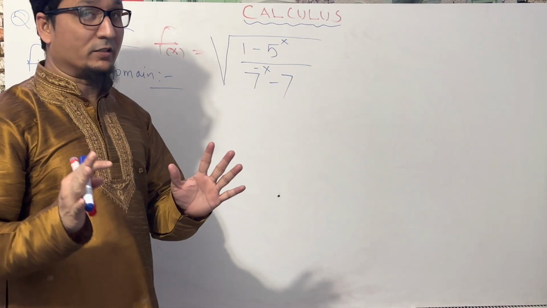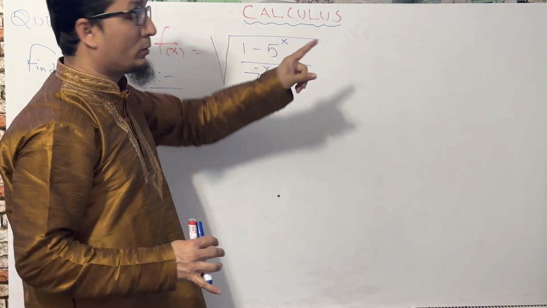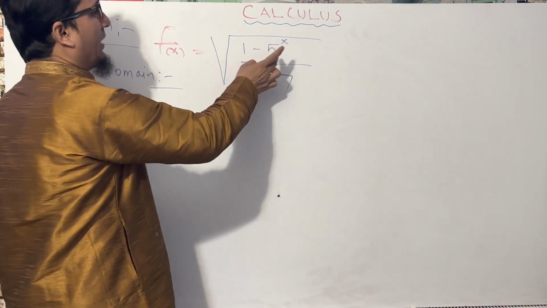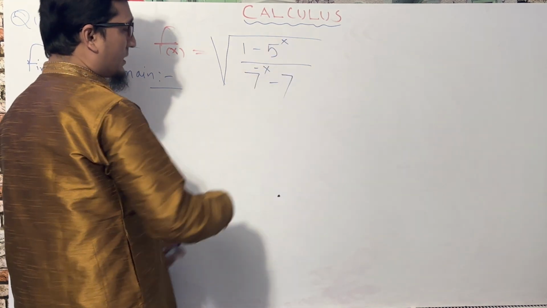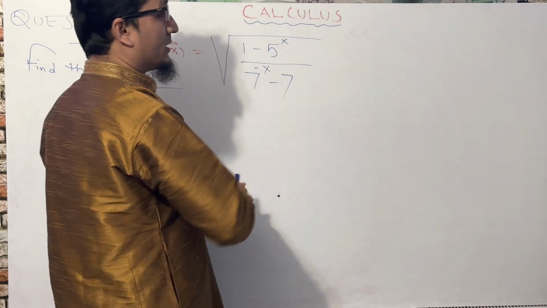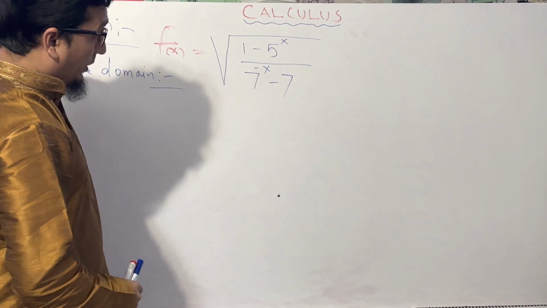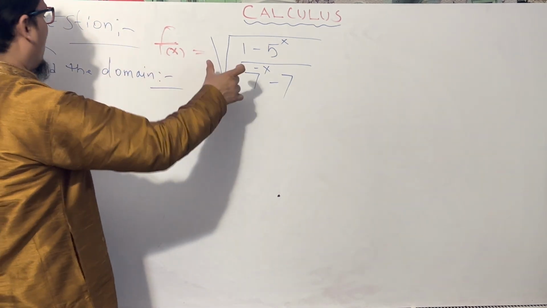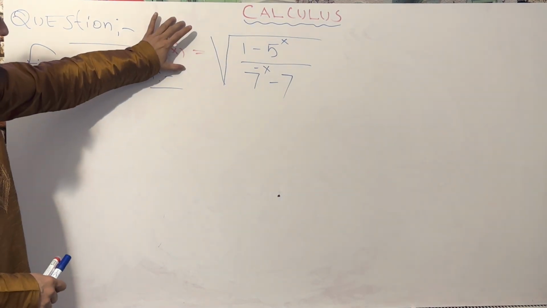Only the first condition that you have to see. This function is written in square root, number one. And here we have exponential function, right? This 5 power x is exponential growth and 7 power minus x is the exponential decay, right? I will tell you this one in the next video. But now the function is given and we have to find the domain of this function, right?